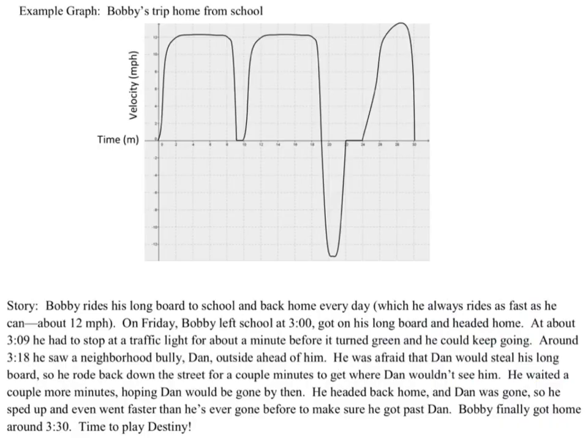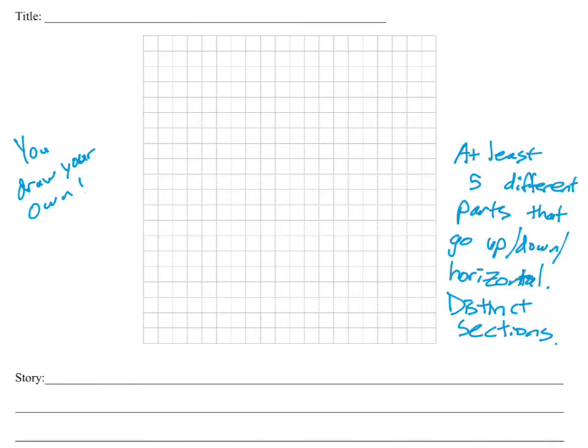If you look at this one, we got 1, 2, 3, 4, 5, 6. So each different part here tells a different thing, and I want you to do that as well. You should have some parts that go up, some parts that are constant, some parts that go down. You can have some parts that go negative. I just want 5 distinct parts, and then write your story to go with it. Your story can be about whatever.